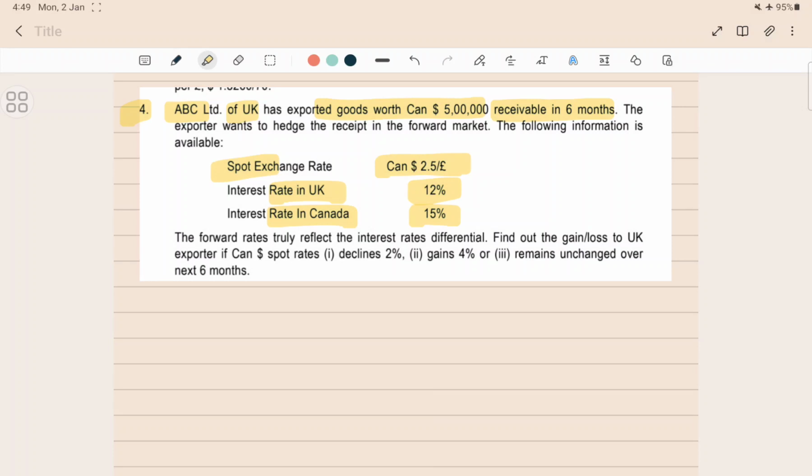Okay, let's start with the solution. One more thing I'll say before we start is that the forward rate truly reflects the interest rate differential. What do you mean by that? It means the rate that we calculate by using IRP, which is the interest rate parity theorem, will be equal to the forward rate after 6 months. Okay, so this means the forward rate truly reflects the interest rate differential.